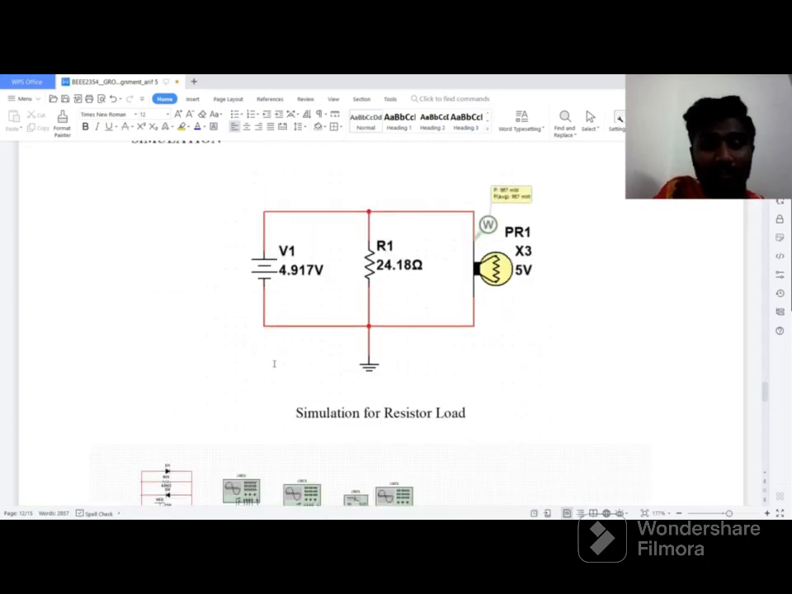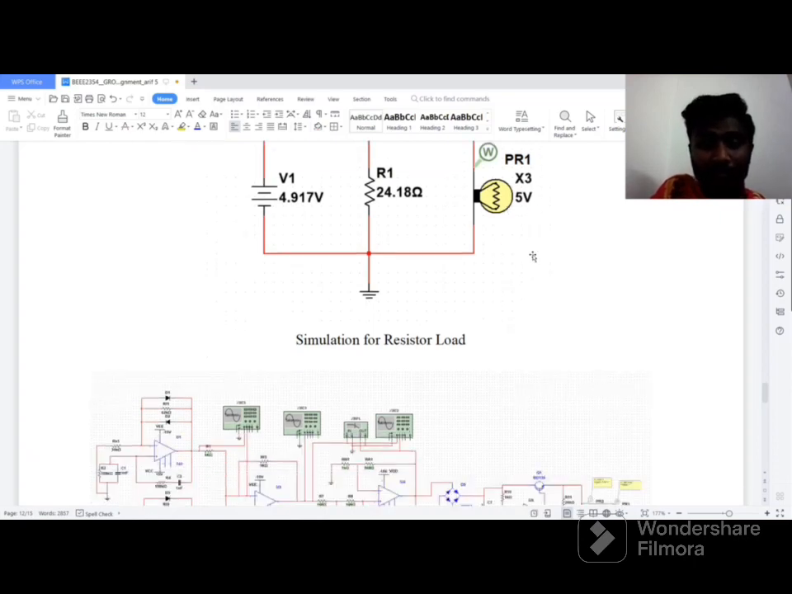Okay, if you see, this is the simulation for the resistor load. V1 is 4.917 volt, which is from the voltage regulator, and R1 is 24.18 ohms. So in the simulation the light is on, which is 5 volt.